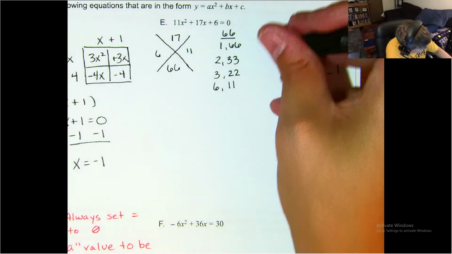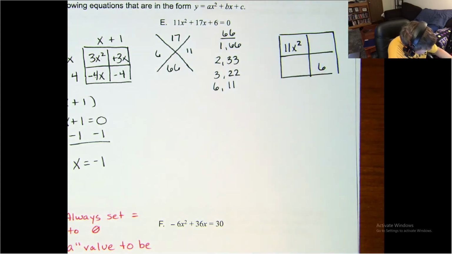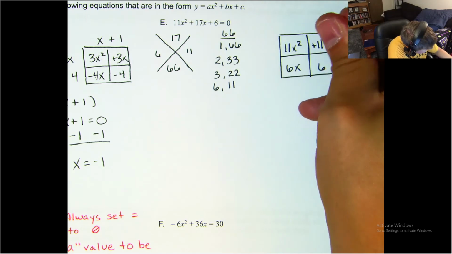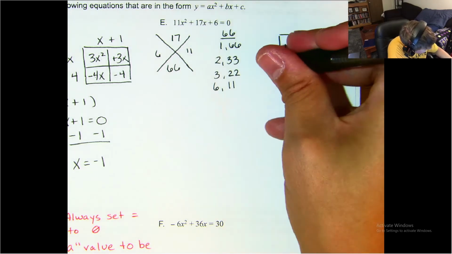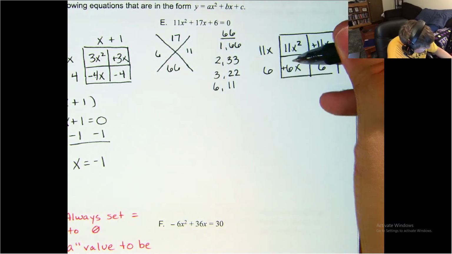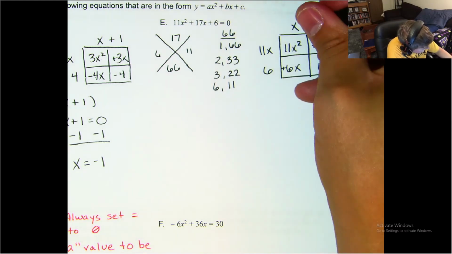All right, so I'm going to have 11x squared, 6, and then 6x, and 11x. No negatives to worry about, so the greatest common factor here is 6. The greatest common factor here is 11x. The greatest common factor here is just x. The greatest common factor here is just 1.